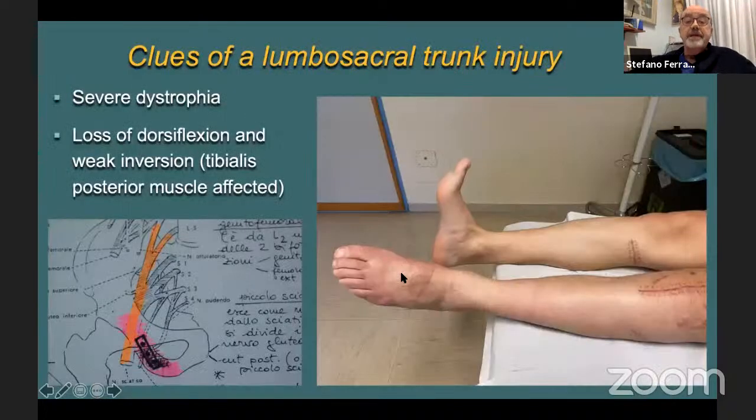Other clues: a severe dystrophy of the foot. A simple lateral sciatic nerve injury usually, though there are exceptions, has a nicer appearance of the foot, not a very dystrophic foot, not a discoloration or hypercoloration like this one. If you have an L5 lesion, as I told you, and as Thomas also told us, you have a weak inversion. So you have a very weak tibialis posterior, and this happens in 95, I would say 98 percent of cases. I have only a very few cases with normal tibialis posterior, and in these patients you could perform a tendon transfer with success.